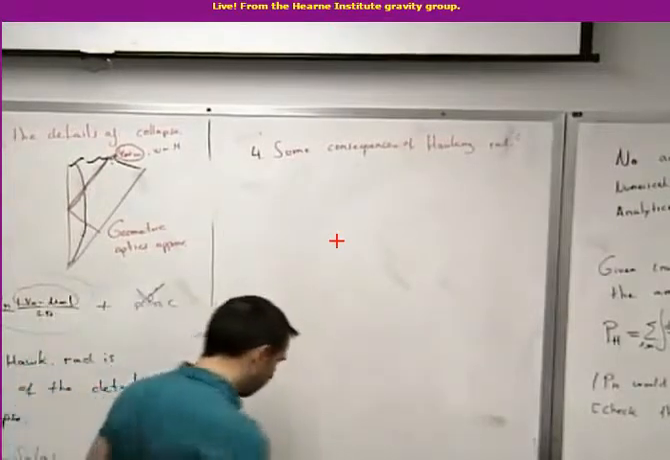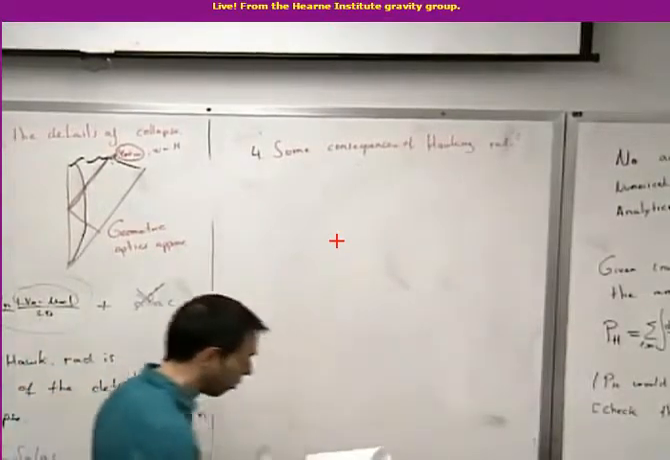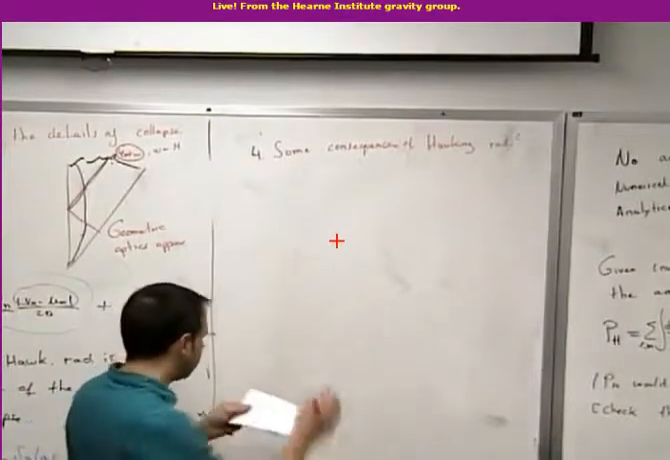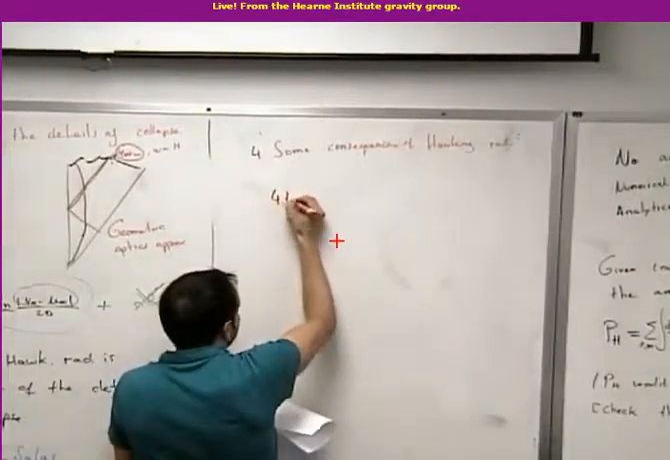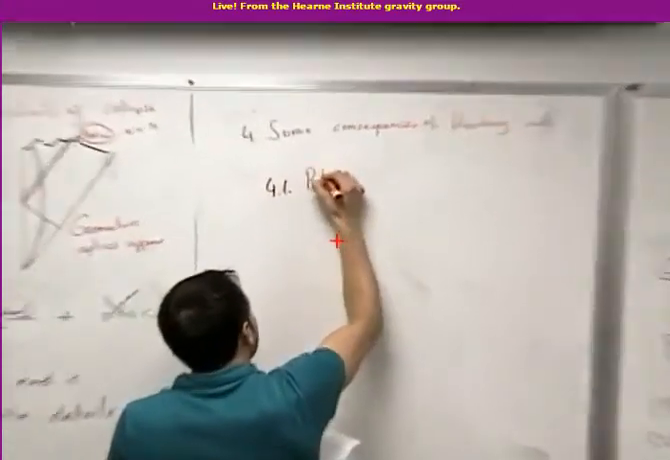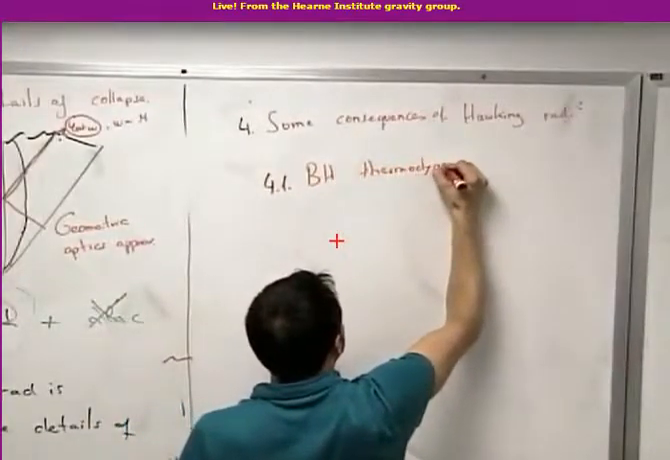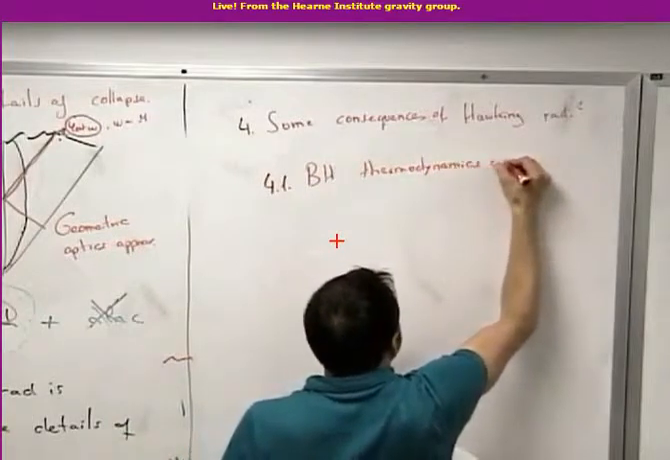The first one is just closing this black hole thermodynamics analogy, which is, you already know what the answer is. Black hole thermodynamics and Hawking radiation.